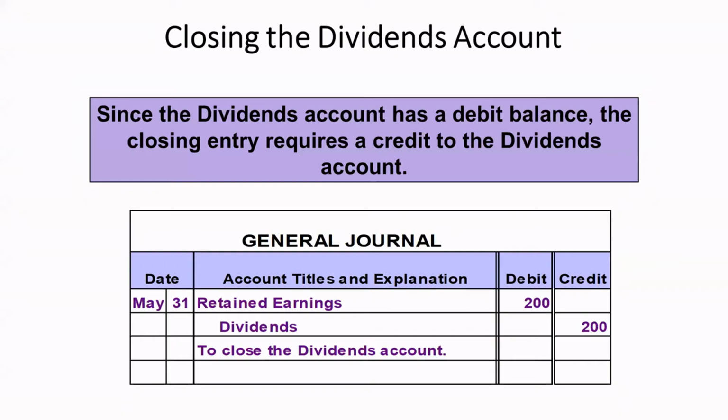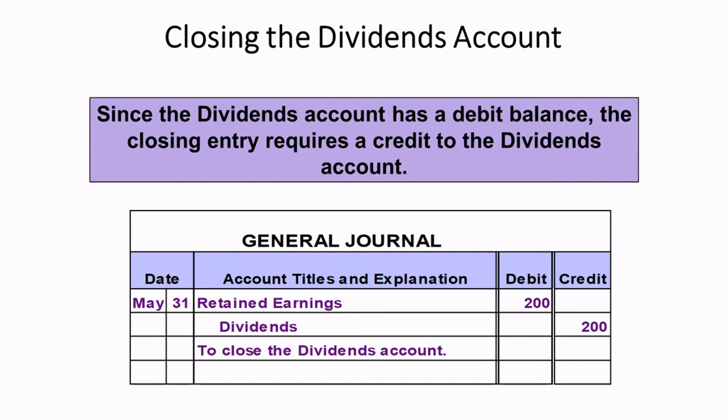The dividends account has a debit balance. To close this account, a credit is made to the dividends account and a debit to retained earnings. Our final closing entry transfers the amount of dividends to the retained earnings account.